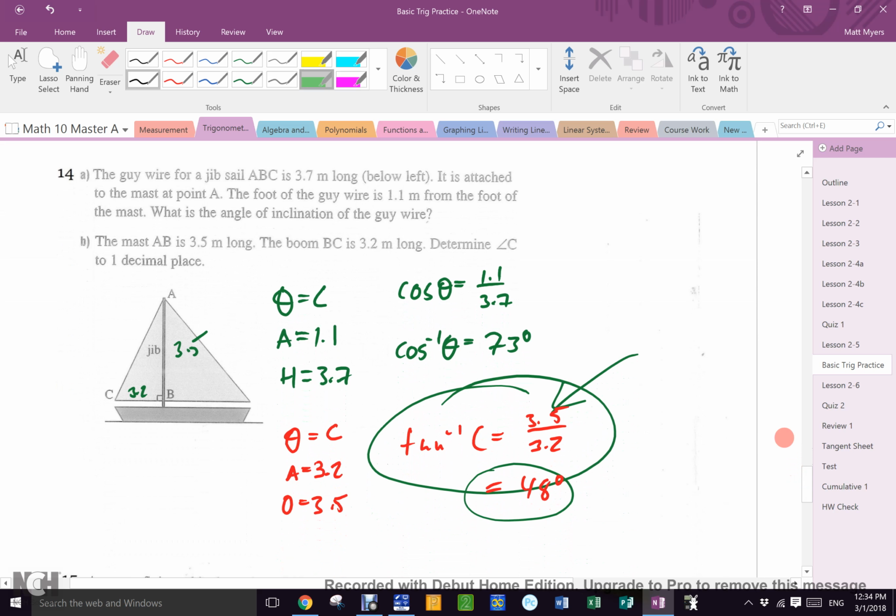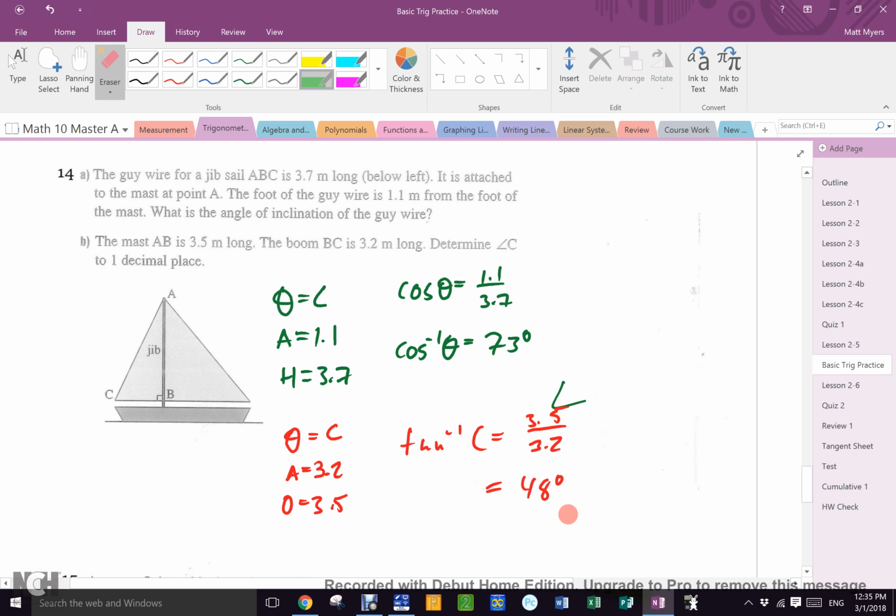14 was very tricky because you had to read the question carefully. A great many people in my other class did not read the question right. They did A perfectly. A is everything that is up there in green. So, the guy wire for the jib sail. Wait a minute, Mr. Myers. I don't know what guy wires are. I don't know what jibs are. Of course I don't. I don't sail. What do you do in that case?